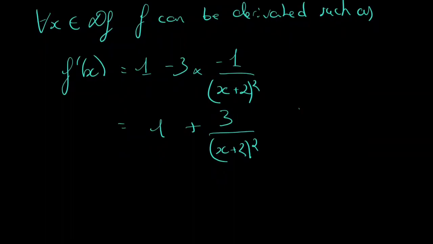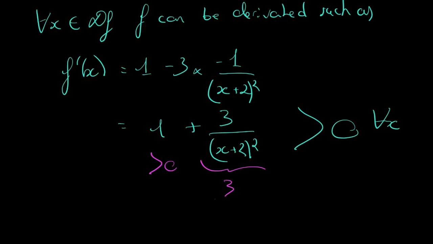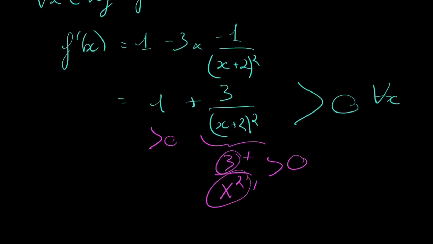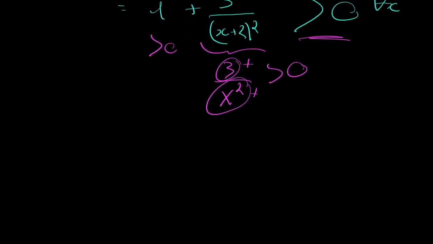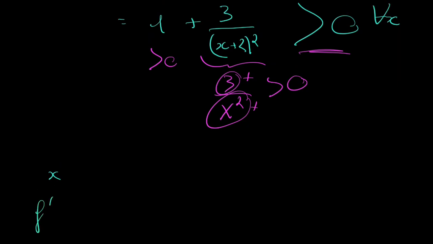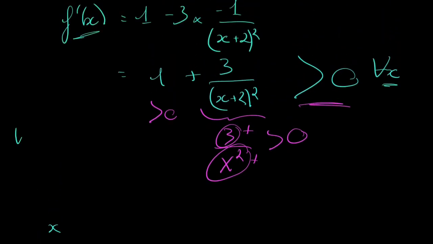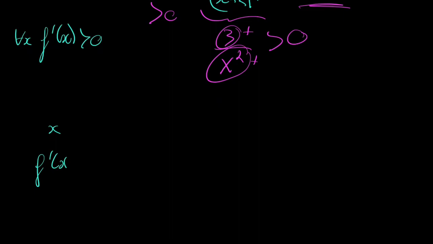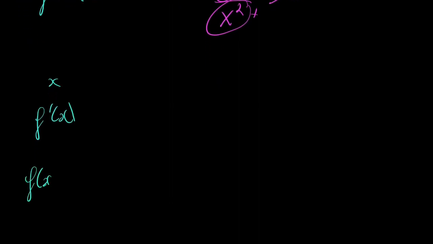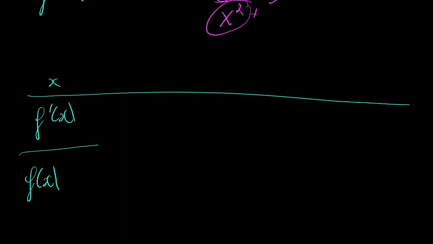And this thing is obviously greater than 0 for all x, because 1 is greater than 0, and 3 over something that is squared and not equal to 0 will be greater than 0, because this thing is positive by definition. And so we can conclude that for all x, f prime of x greater than 0 means that we have something that is increasing for all x's.